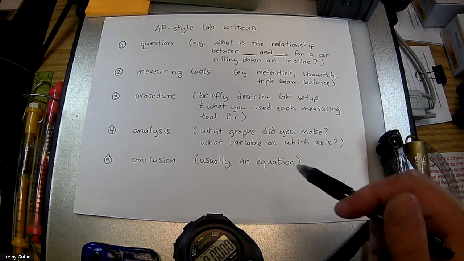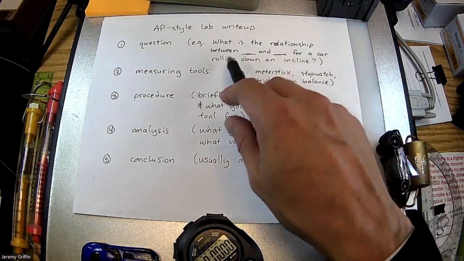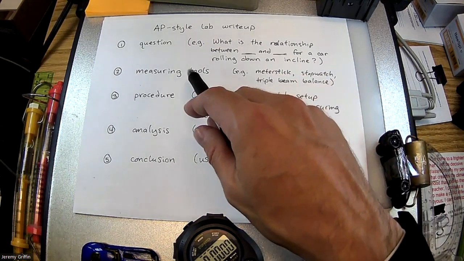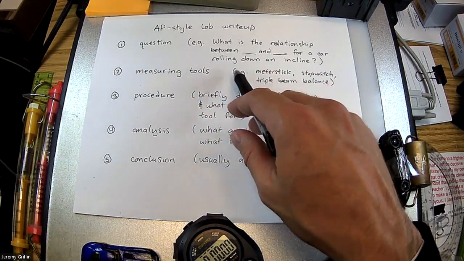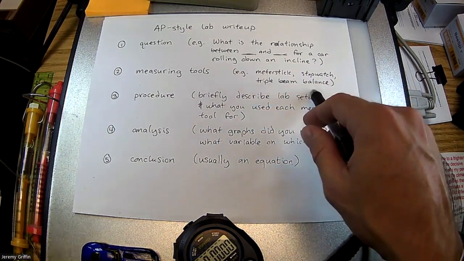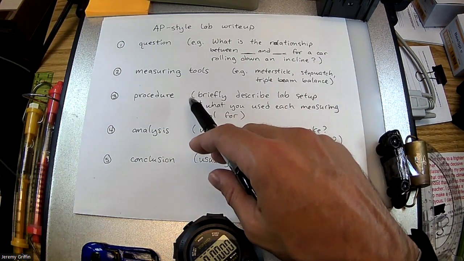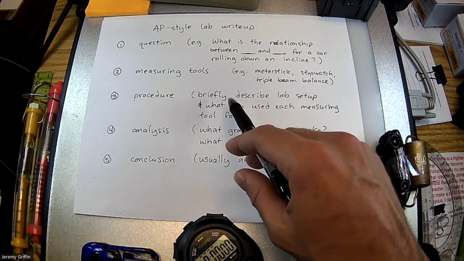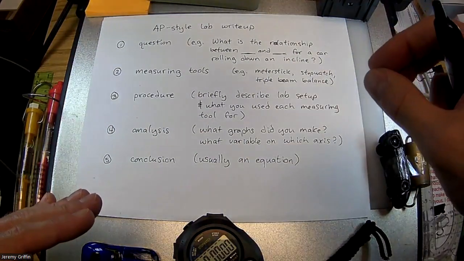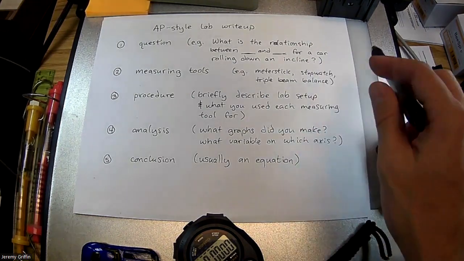Motion of a car down the incline, right? So what is the relationship between one variable and another for a car rolling down an incline? There's 4 different experiments going on tomorrow. They always ask, what measuring tools are you going to use? You say, oh, well, I'm going to use a meter stick to measure distances, the stopwatch to measure time, and maybe the triple beam balance to measure mass of the car. Right? Okay. They ask for a procedure, and you want to briefly describe the lab setup, maybe just in a couple of sentences. Oh, well, I'm going to set up an incline and set the car at the top and let it roll down. Right. Maybe use the protractor to measure the angle.